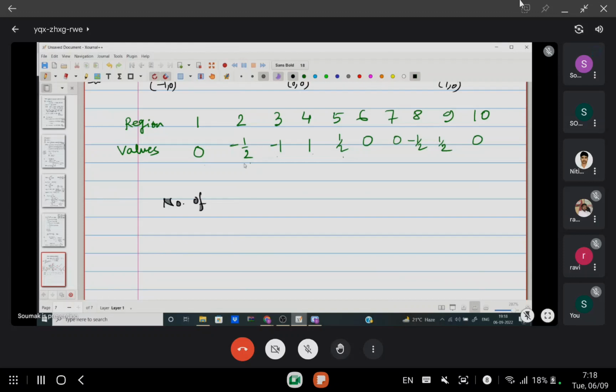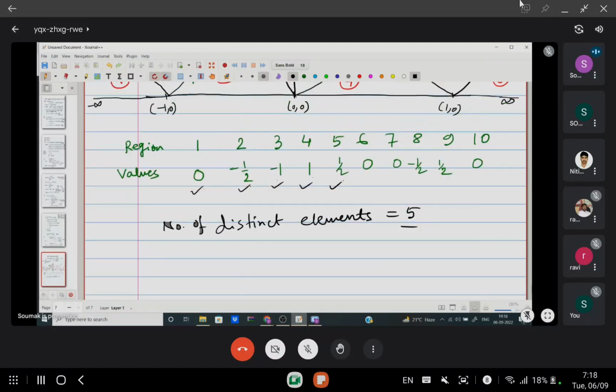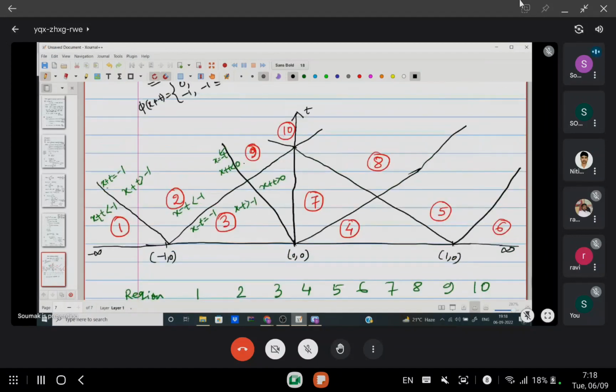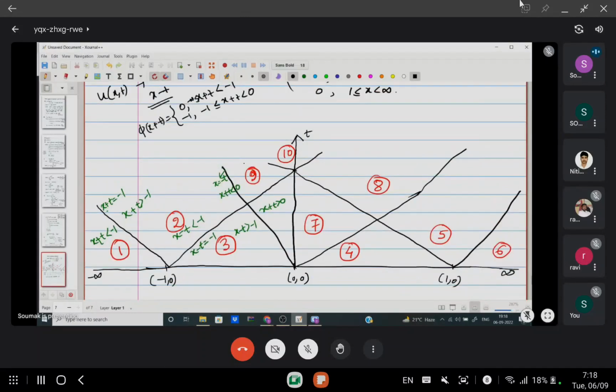Number of distinct elements is 5. This is 1, 2, 3, 4, 5. Others are repeating: 0 repeats, minus 1 repeats, half also repeats. So for any question, just look carefully in this region, calculate phi of x plus t and phi of x minus t, and then take the average, nothing else. You just have to calculate carefully.